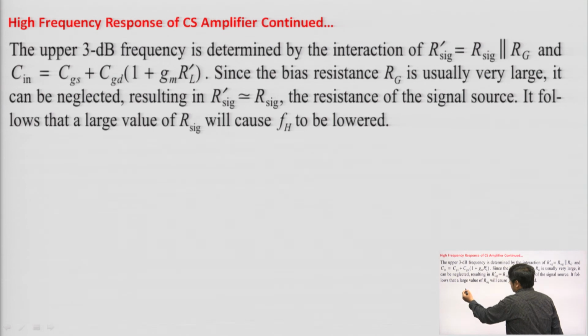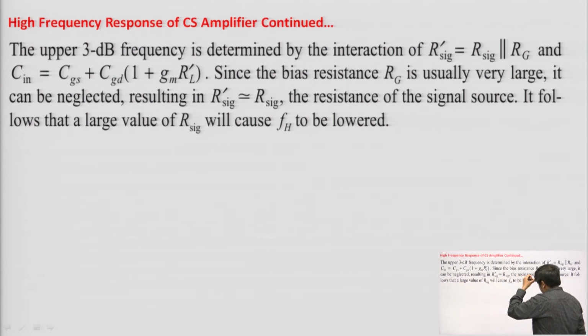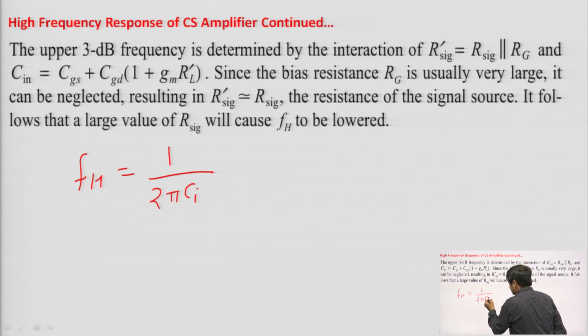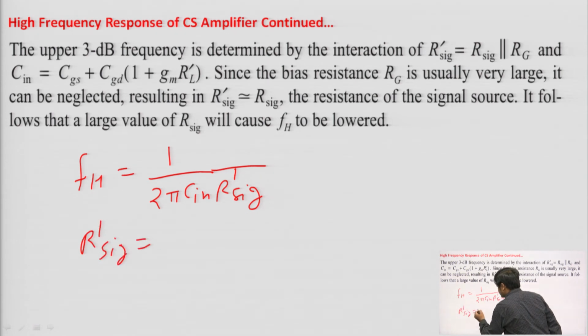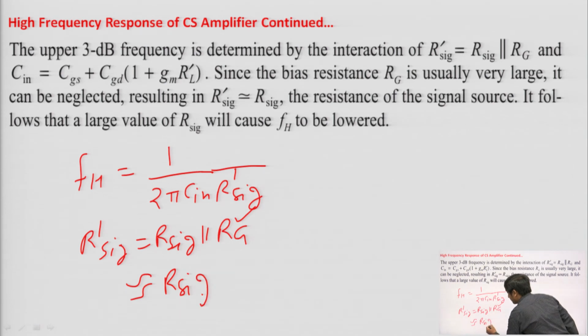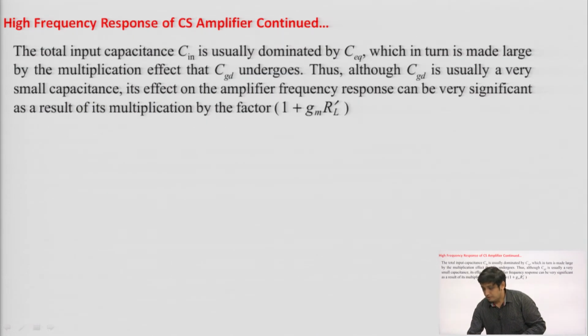So, this point I have already discussed, that your Cin is increased, that is why your upper 3 dB frequency is reduced. There is one more term in this expression of Fh, that is R dash sig. And what is this R dash sig? It is R sig parallel to Rg. Since Rg is very large, R dash sig is approximately equal to R sig. R sig is the internal resistance of the input source. So, if the internal resistance of the input AC source is more, even then your Fh will be reduced. So, we have to be careful about it.